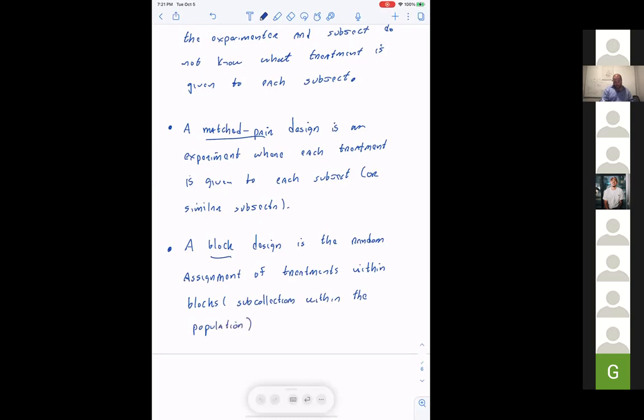So in other words, perhaps I might want to treat men and women completely separately and not randomize them all together. I might set up two blocks, the women and the men, and do a random assignment within the men and do a random assignment within the women. Maybe I want to block them by age. Maybe I want to block them by race. Maybe I want to block them by first language learned or language spoken at home. There could be many reasons why you might want to block within your population and treat each block as a random assignment within itself.